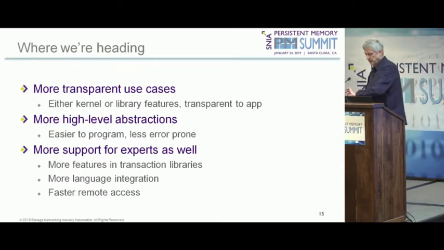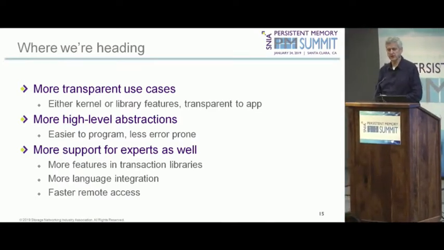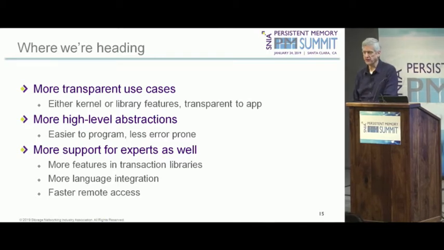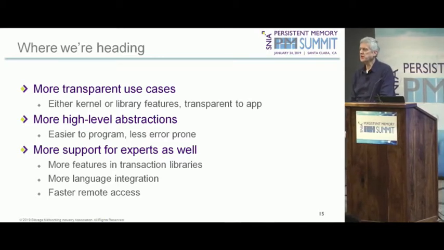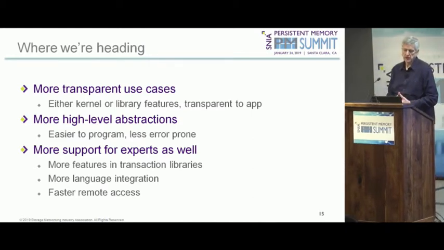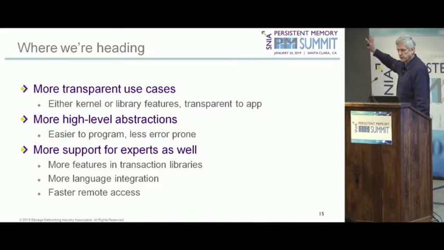Okay, so where are we heading? We're heading into more of these transparent use cases. We've got some kernel patches coming up in Linux to do some, what we think are, kind of exciting things down in the memory management layer, again, to make another transparent way of using persistent memory. We're adding more libraries, again, to give you more transparent ways of using it.